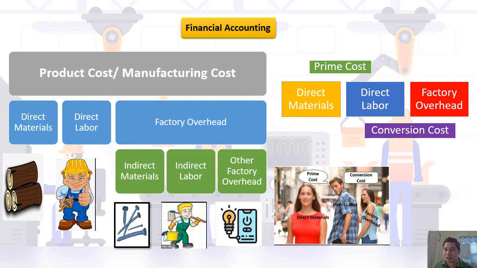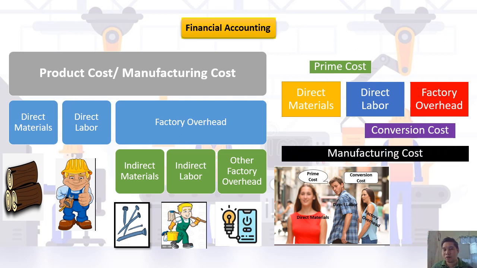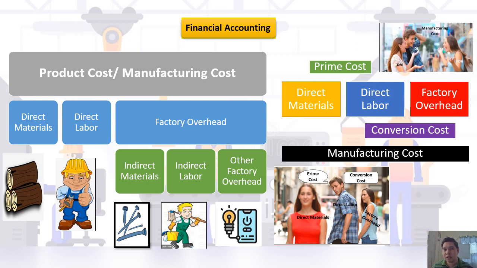So, if direct materials plus direct labor plus factory overhead, ang sagot po din is yung manufacturing cost and also the product cost. So, ang kailangan nyo lang pong tandaan dyan, if direct materials, direct labor, factory overhead is equal to manufacturing cost, and direct materials plus direct labor is equal to prime cost, and direct labor plus factory overhead is equal to conversion cost.